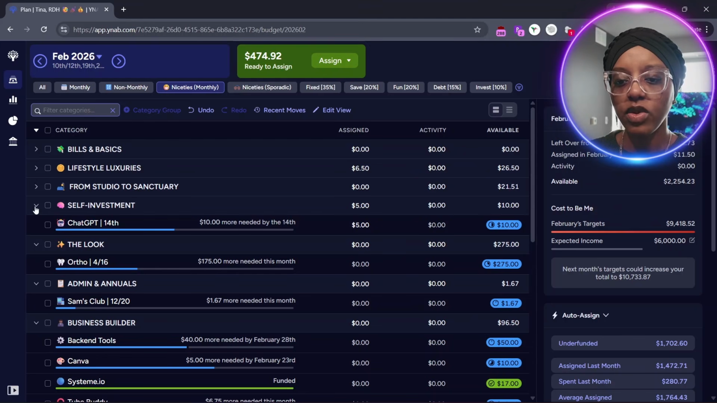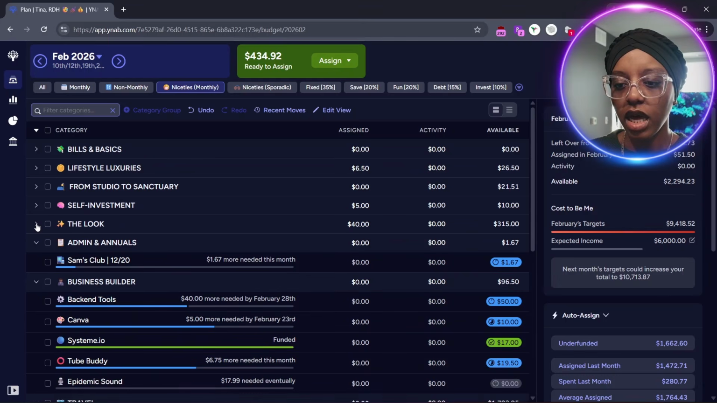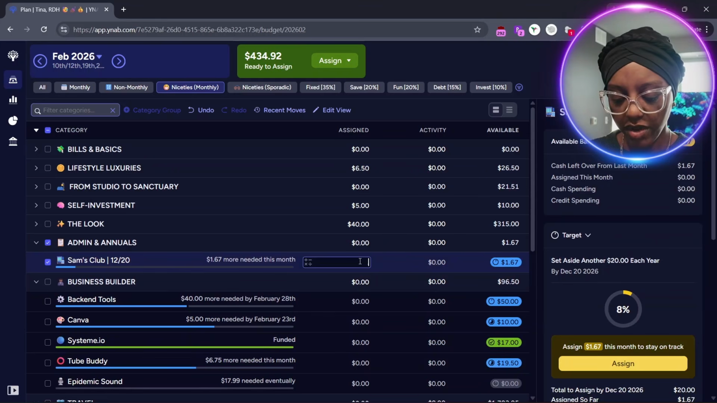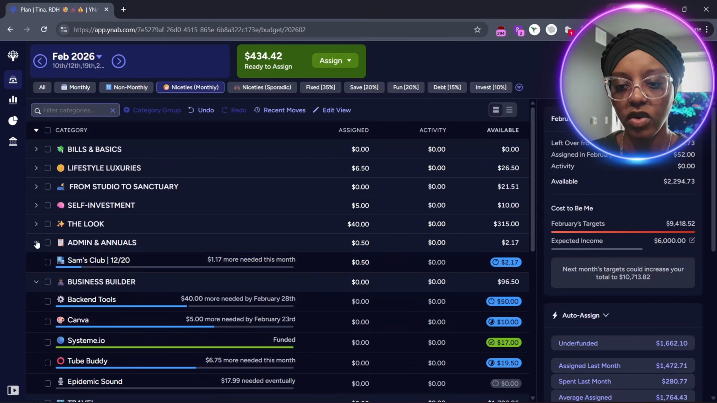Ortho, still thinking I want to do that. So I need $175. That's a lot. I'll just put in $40 for now. Sam's Club, I need $167. I'll put in 50 cents. I just don't feel like giving them their whole $167. Don't know why, I just don't feel like doing that.